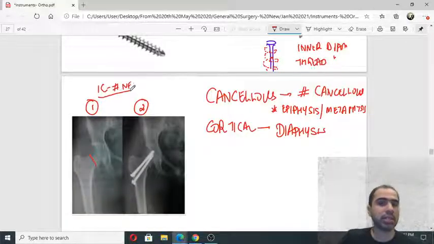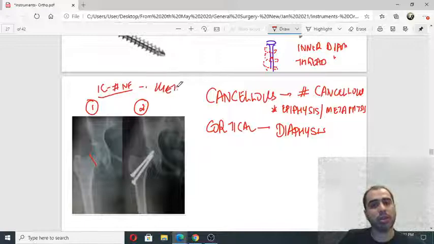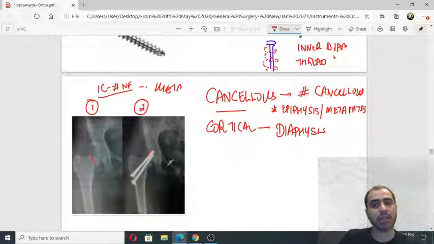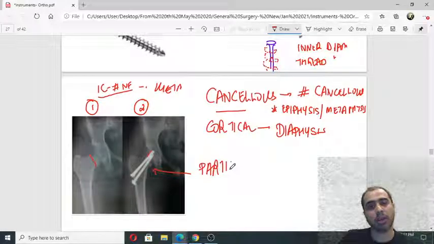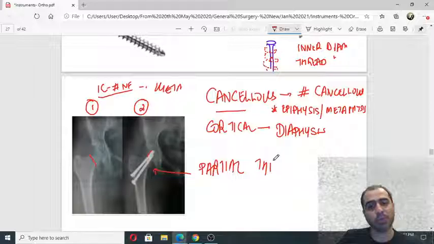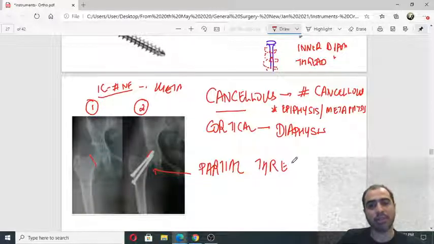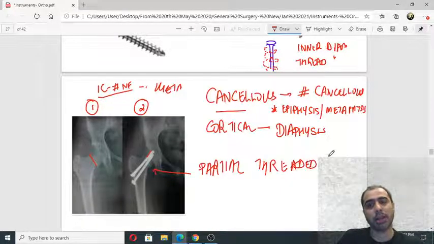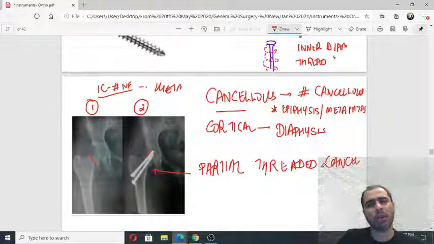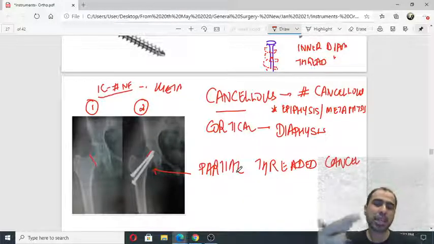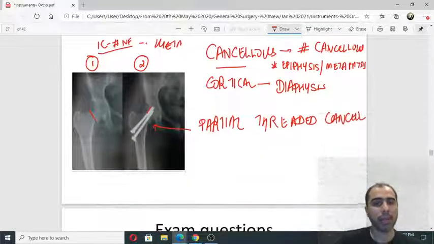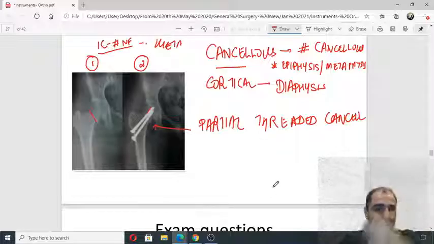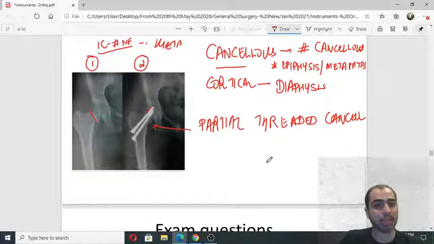Neck of femur means it is again going to be metaphyseal bone. So what have I fixed it with? I have fixed it with partially threaded cancellous screws. No, not a proximal femoral nail. This is not a femoral nail, my dear. This is a screw. A partially threaded cancellous screw. What is the advantage of a partially threaded cancellous screw over a fully threaded cancellous screw? Anybody?